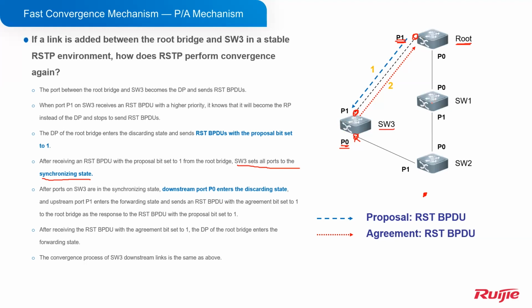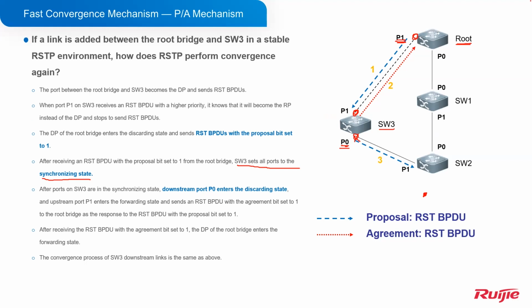So the whole topology can enter the forwarding state and forward packets in a very short time. For example, SW3 will send a proposal to SW2. SW2 will block its ports and respond with an agreement. So this link will enter the forwarding state, right?